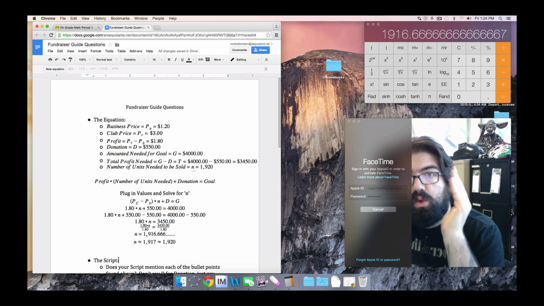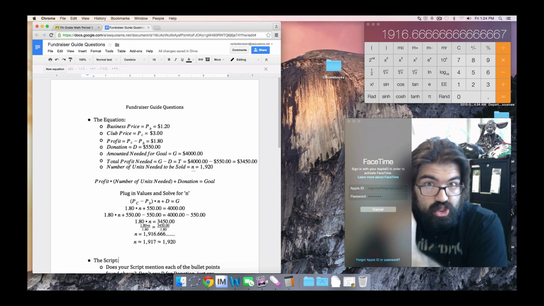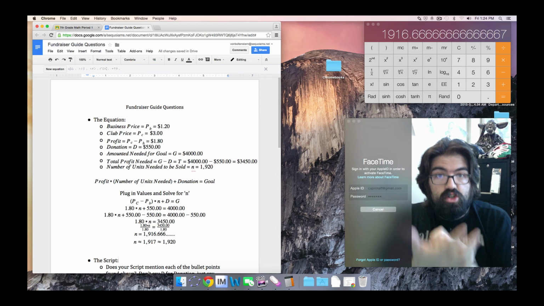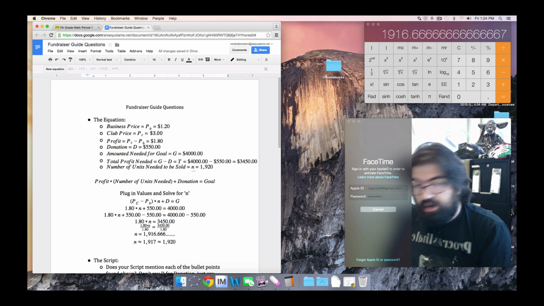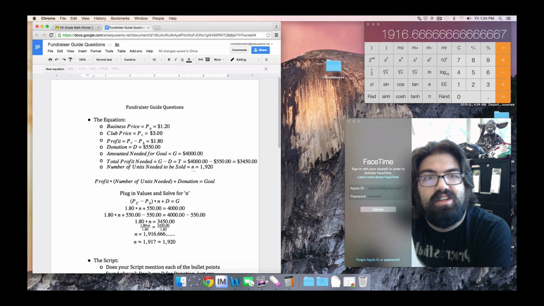Your job is to do this on the worksheet. Every single number you see on this checklist, it's a checklist. In your script, business price, did we put that in our script? Check. Club price, did we put that on our script? Check. This is your checklist for the project in your script.